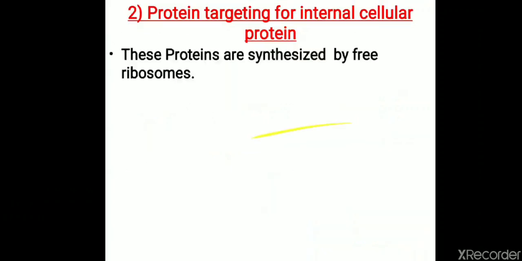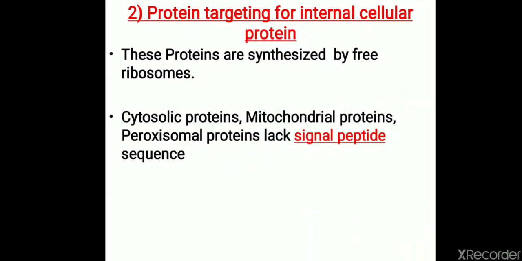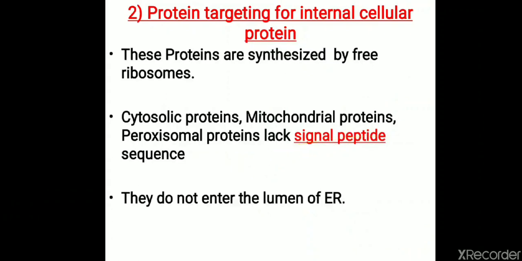Coming to the protein targeting process for internal cellular protein. The internal cellular proteins are synthesized by free ribosomes. So this nascent polypeptide chain does not have the signal peptide sequence at its N-terminal end, and it does not enter the lumen of the endoplasmic reticulum. They are directly transported into the mitochondria, cytoplasm or peroxisome.